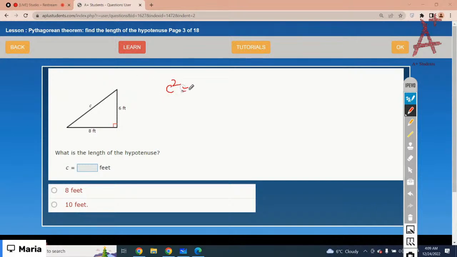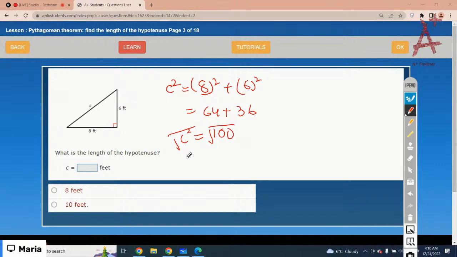It would be then c square equals 8 square plus 6 square. 8 square is 8 times 8 is 64, and 6 square is 6 times 6 is 36. So 64 plus 36 equals 100. So c square equals 100. You can square root both sides because you have to find the value of c only. So c equals 10. Got it? So the correct option is 10. Just select the correct option and click on the OK button. Got it?